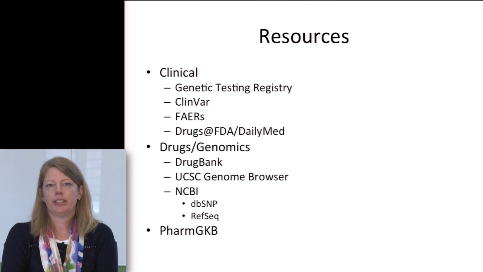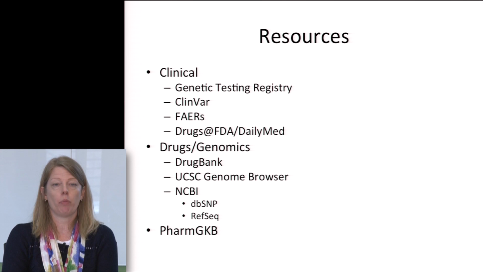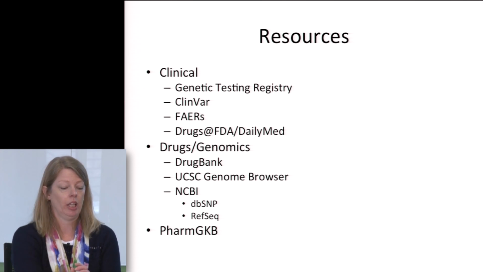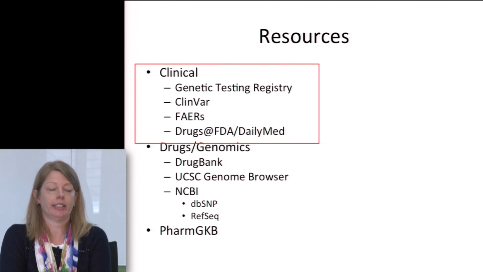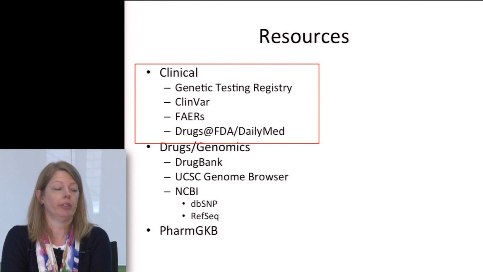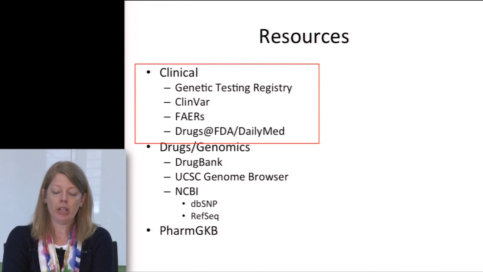I've divided resources up into three different segments. One segment's for more clinically related resources, one for more bioinformatics or research type situations, and one segment for PharmGKB. In this particular segment, I'm going to talk about the clinically relevant resources. That includes the Genetic Testing Registry, ClinVar, the Adverse Event Reporting System through the FDA, and Drugs at FDA and DailyMed drug labels.